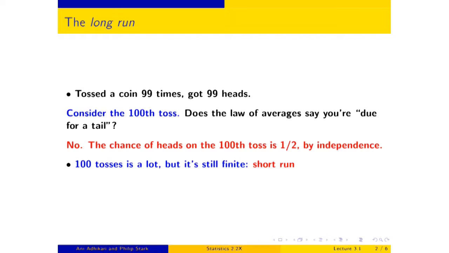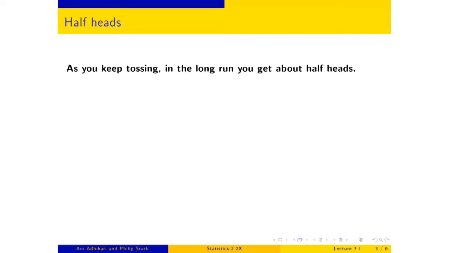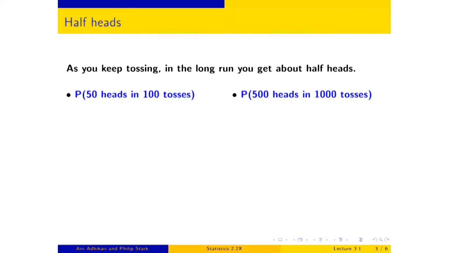And the next thing I'm going to look at is, all right, so what does it mean? Here's a repeat of the statement: as you keep tossing, in the long run, you get about half heads. Well, let's look at half heads. We're going to compare the chance of 50 heads in 100 tosses to the chance of 500 heads in 1,000 tosses. That's half heads. Agreed? So how do we calculate these?